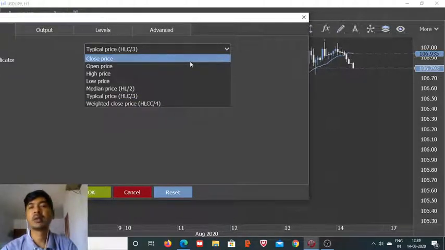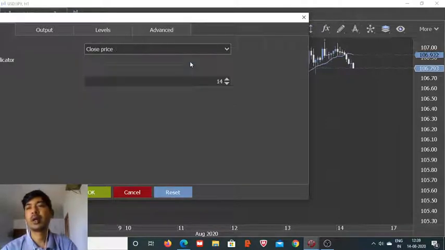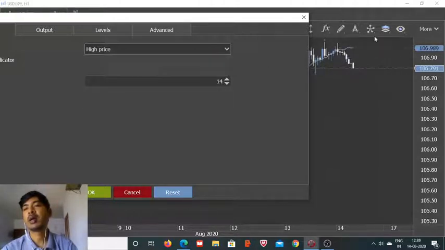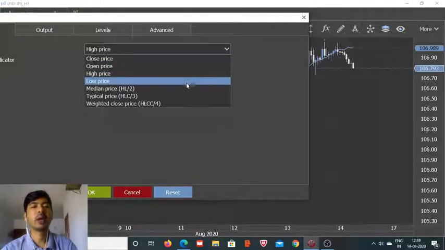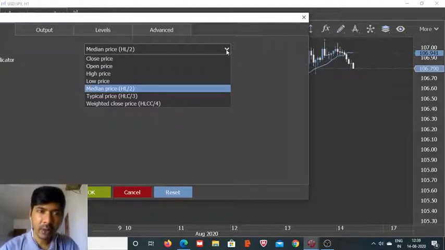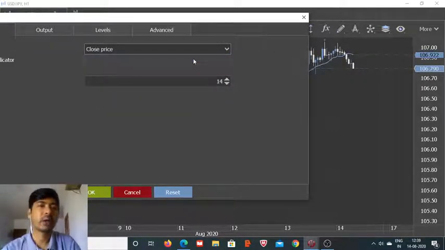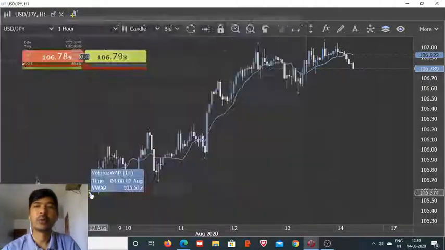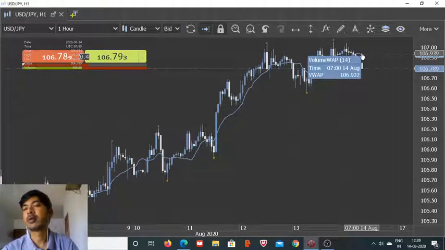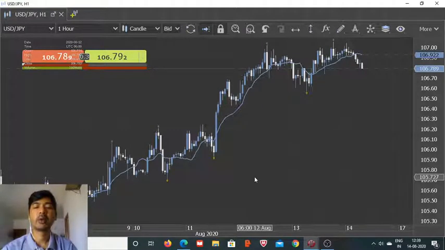When I make this close price as the input price, the indicator output value has changed somewhat. If I choose low, it has gone lower. If I choose high, it will go higher. Okay, so here you can observe that median price is in between the high and low price. So depending on what type of applied price you choose, we are choosing the closing price. So that's how this volume weighted average price will look when we are using the closing price.